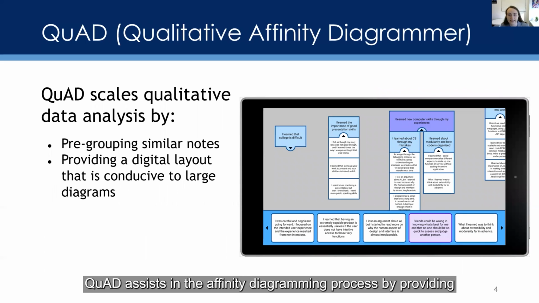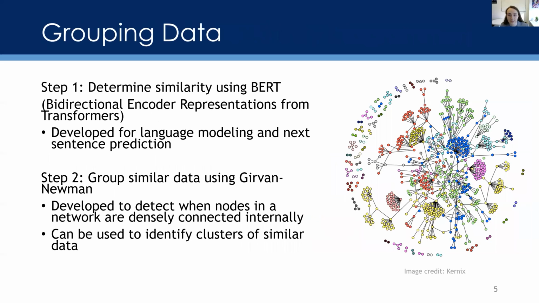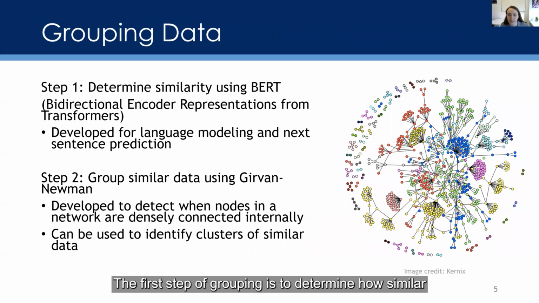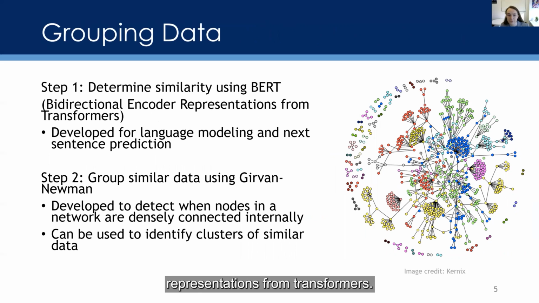QuAD assists in the affinity diagramming process by providing pre-grouping suggestions for similar notes and by providing a digital layout conducive to large diagrams. The first step of grouping is to determine how similar the data are to each other. We do this using BERT, which stands for Bidirectional Encoder Representations from Transformers.